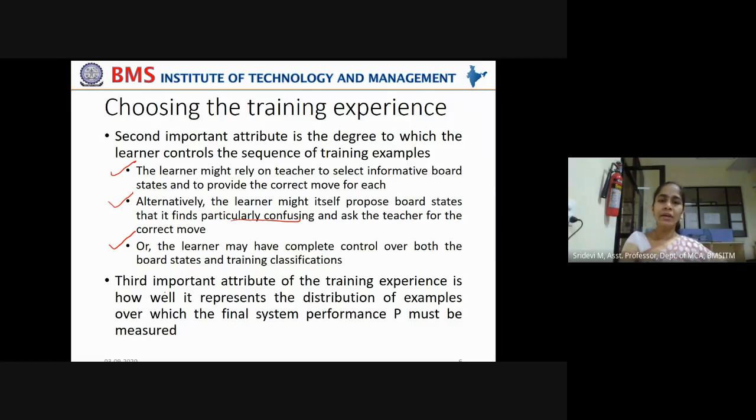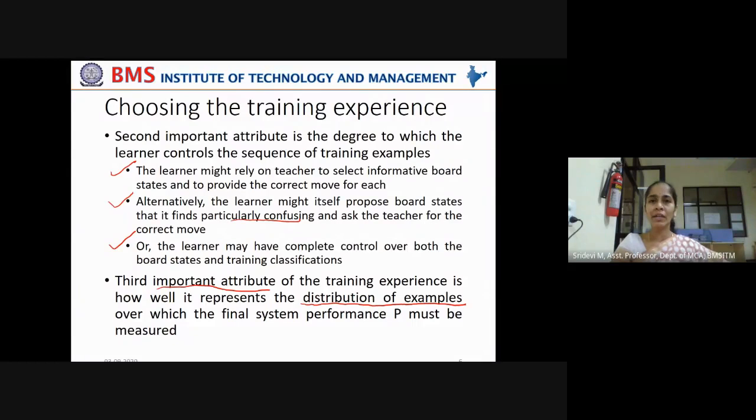Okay. Now, the third important attribute of the training experience is how well it represents the distribution of examples over which the final system performance P must be measured. So this is another important concept, distribution of examples. Now you're training a system with a set of examples which comes from a particular distribution. Distribution means arrangement of all these attributes in a particular way.